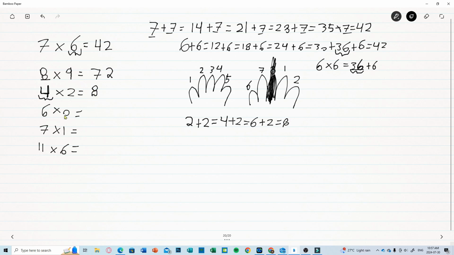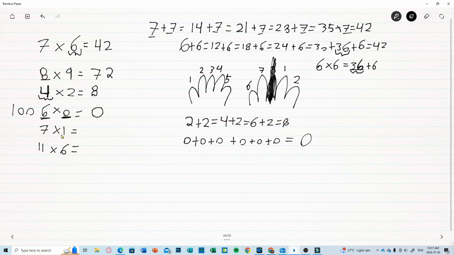Now we have 6 multiplied by 0. This is kind of a tricky one, but if you think about it, it's not that bad, because we're going to try to count 6 0 times, which you can't do. If you count 6 0 times, it doesn't exist. Or if you count 0 6 times. So if you do 0 plus 0 plus 0 plus 0 plus 0 plus 0, what do you get? You still get 0. So any number, no matter how large it is, this could be 1006, it doesn't change. Anything multiplied by 0 gives you 0.